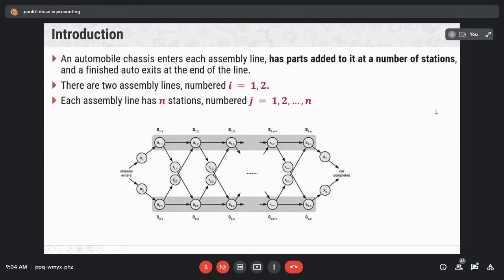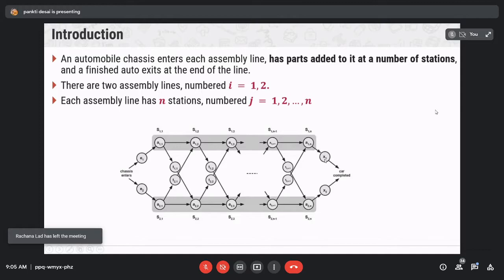Now T1, T2, T13 are the times required to change from one line to another line. Each has a number of stations, and the finished auto exits at the end of the line.